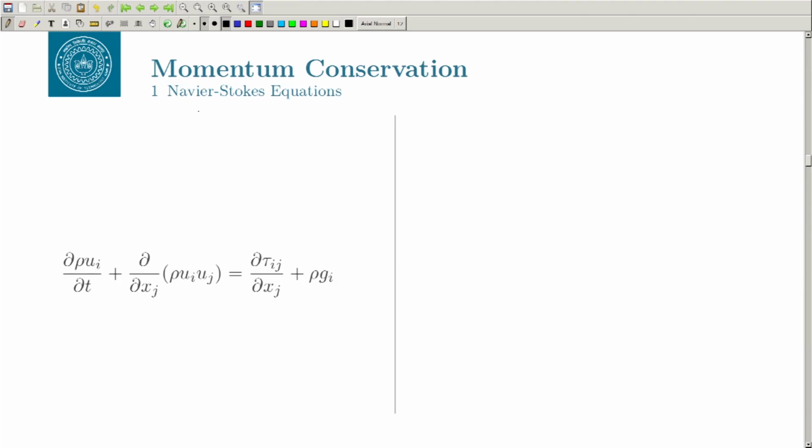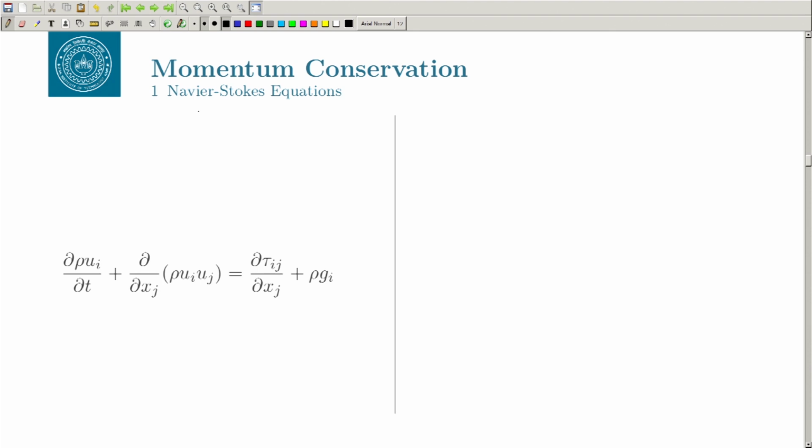Hello everyone, welcome back. In the last class, we derived the mass conservation equation using the Reynolds transport theorem, and we said that depending on what extensive quantity you use, you can derive the mass conservation, momentum conservation, or the energy conservation equation. So today we are going to derive the momentum conservation equation.